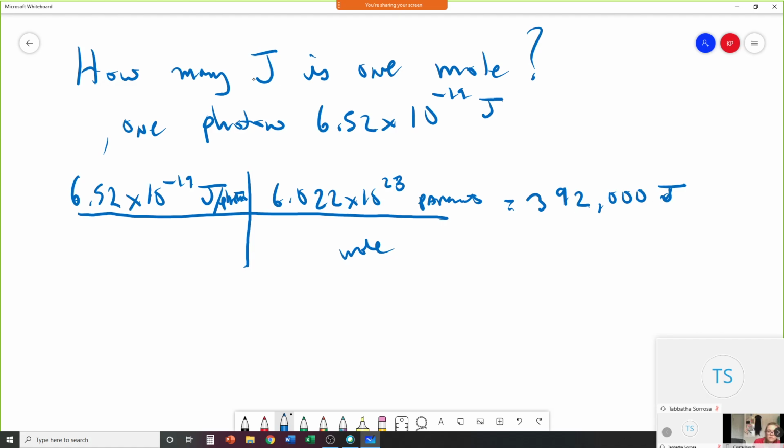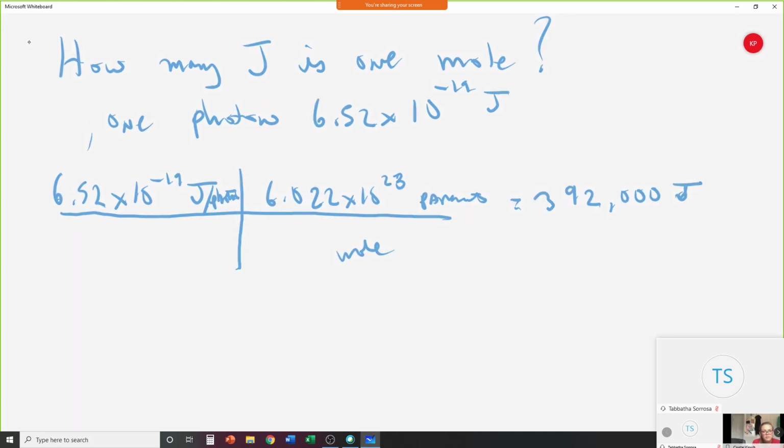Okay, and it takes about 4 joules to heat 1 gram of water by 1 degree Celsius. So that's a lot of water that you can heat up with that many joules. But my point of this, though, is that one photon is not very many joules at all, just one. But you get enough of them together, it amounts to something.